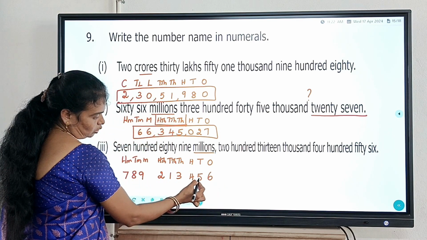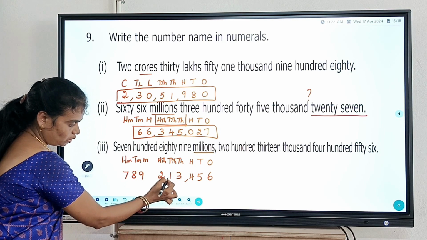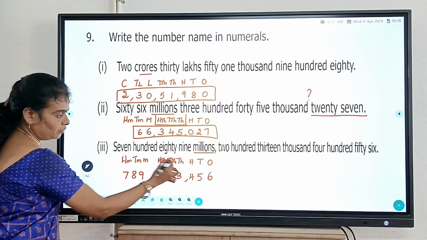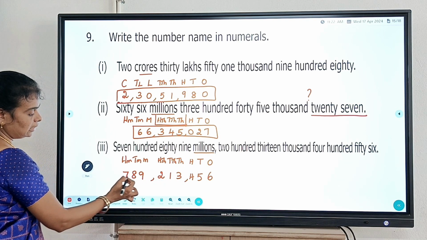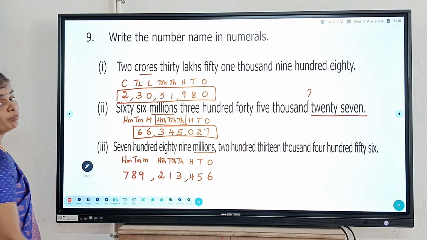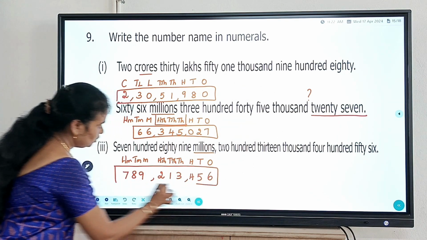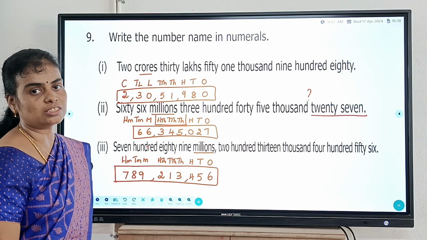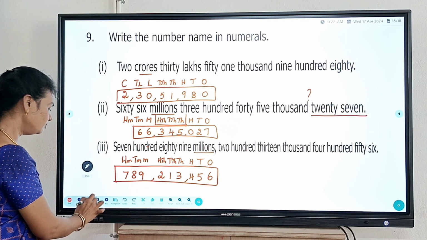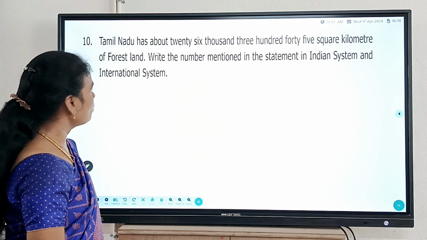So 1, 2, 3, comma, which forms the hundreds group. And 1, 2, 3, comma here. This forms the thousands group. And the last 9, 8, 7, this forms the million group. And this is the way to write this given number name in the international system. Understood? The next one is a problem.